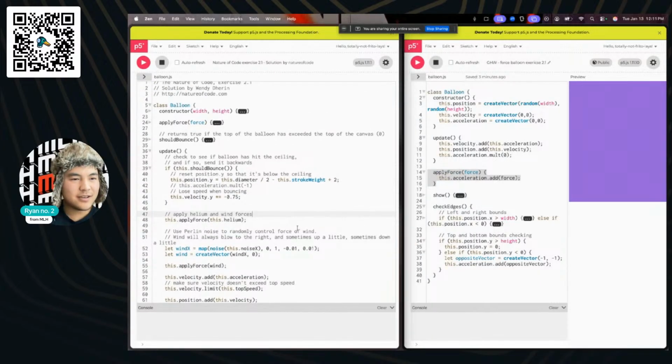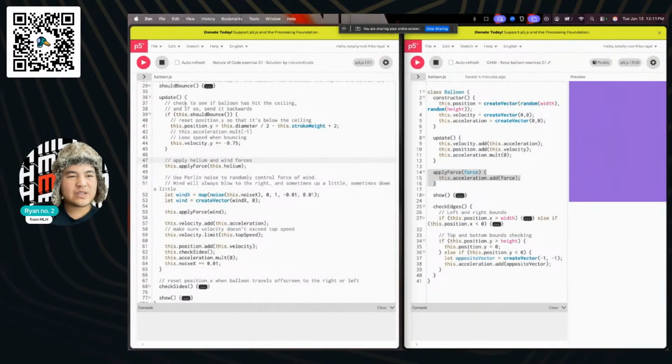Yay. Okay, so check to see if the balloon has hit the ceiling. If so, send it backwards. So we have a function to check to see if it should bounce. And then the actual action that we took was to reset position.y so that it's below. Okay, so I don't think this change is going to be that big of a change. Loses speed when bouncing.